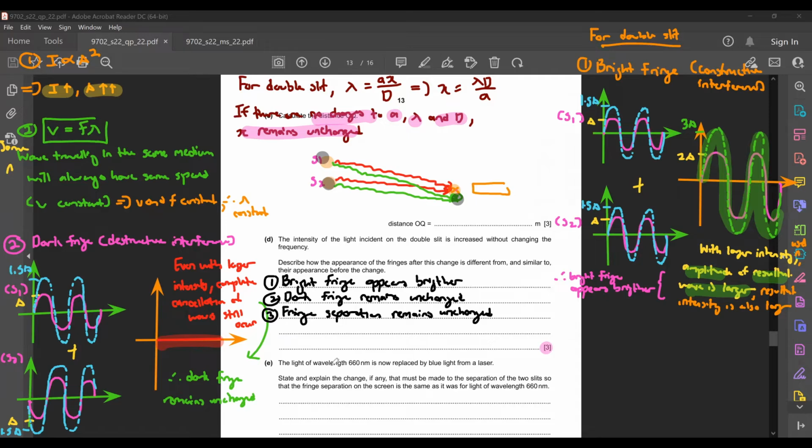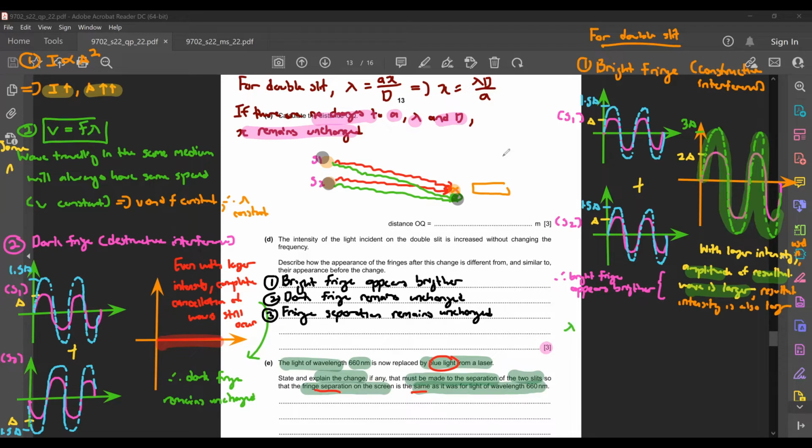Okay, for part E, the light of wavelength 660 nanometer is now replaced with blue light from a laser. Still explain the change, if any, that must be made to the separation of the two slits so that the fringe separation on the screen is the same as it was for light of wavelength 660 nanometer. So they want the fringe separation to be the same as before when you replace your light with a blue light. Okay, so let me just see whether I can squeeze in the answer, the workings, on the screen.